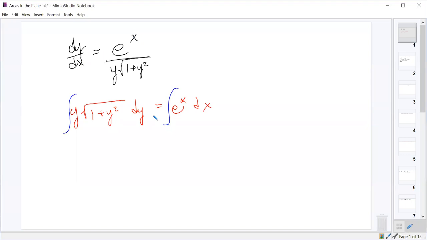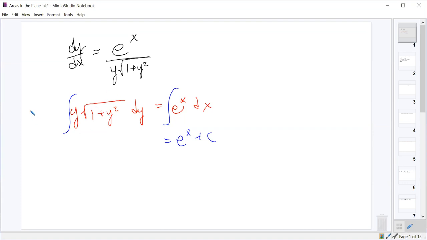The right-hand side should be pretty straightforward. That should just be e to the x plus our constant. And there was no initial condition, right? This was just finding the general solution. Yeah, just general. And then the other side is going to be a little bit more complicated, because this one requires us to do a u substitution to integrate that.